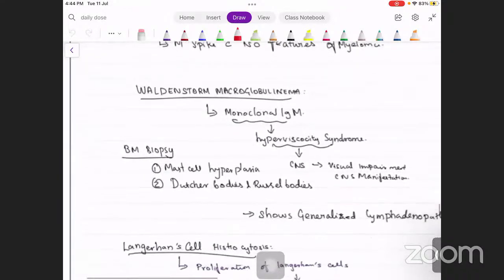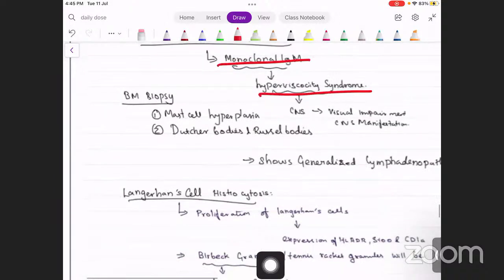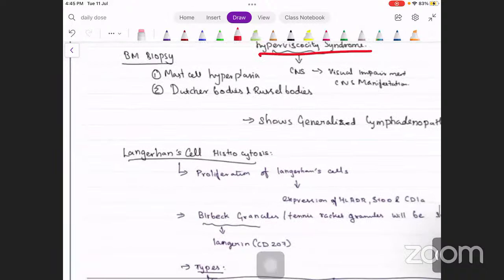Then you have the Waldenström macroglobulinemia, where you see the monoclonal IgM, you see the hyperviscosity syndrome. Where bone marrow biopsy again shows Dutcher bodies and Russell bodies. Okay, then we have Langerhans cell histiocytosis.